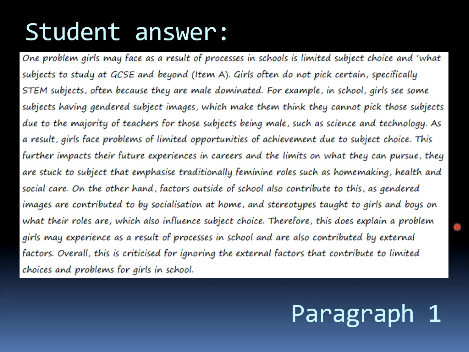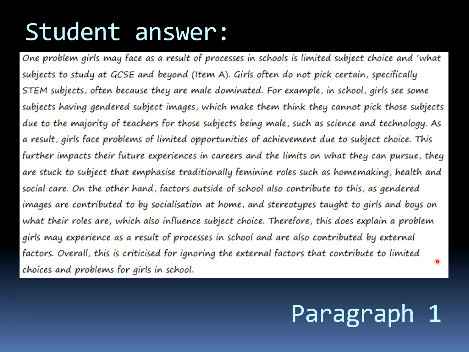They then explicitly link it back to the question. So they say, as a result, girls face problems, and they explain what those problems are. So limited opportunities due to subject choice, which then can also affect their future experiences in careers and limits on what they can pursue. They also link it back to the feminine roles and how girls are choosing traditionally feminine roles such as homemaking and health and social care.